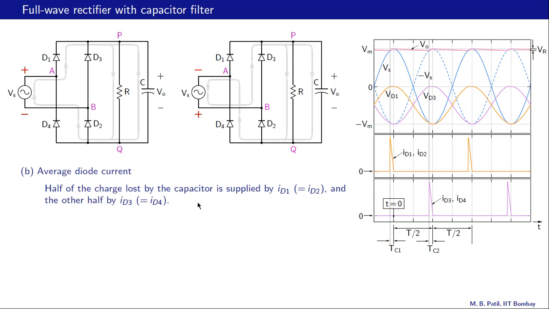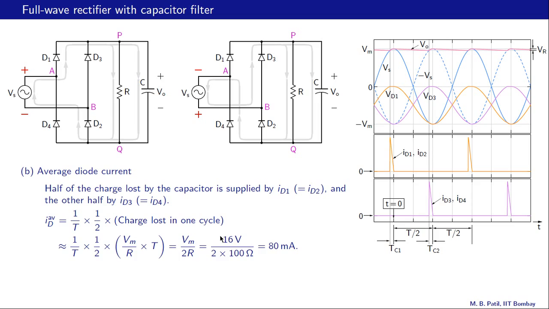And therefore we can write the average diode current, let's say through D1, is 1 over T times half of the charge lost in one cycle. And the charge lost in one cycle is easy to calculate. It is simply the resistor current, the average current, times the time period T. And so this T cancels and we end up with Vm by 2R. So that's 16 volts by 2 times 100 ohms, which is 80 milliamps.